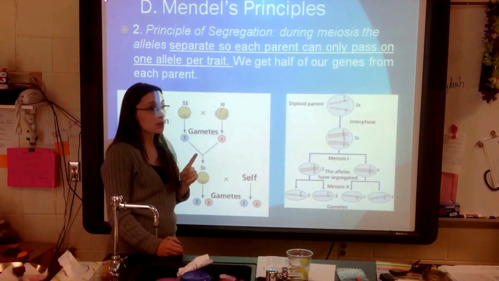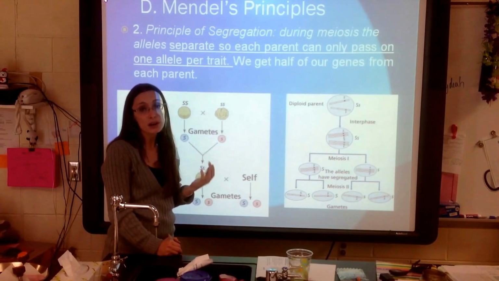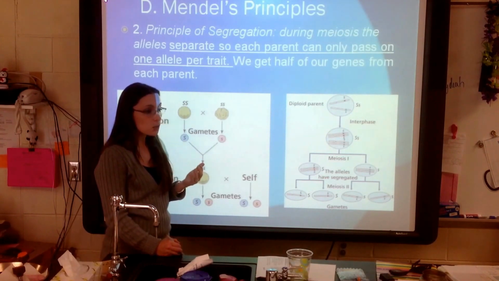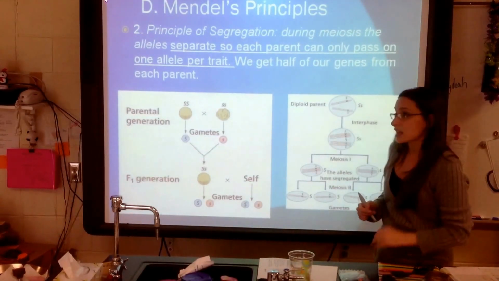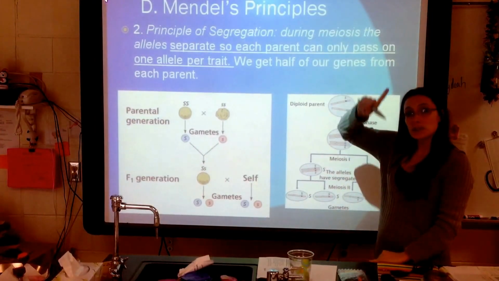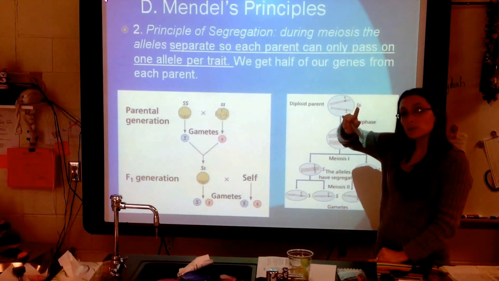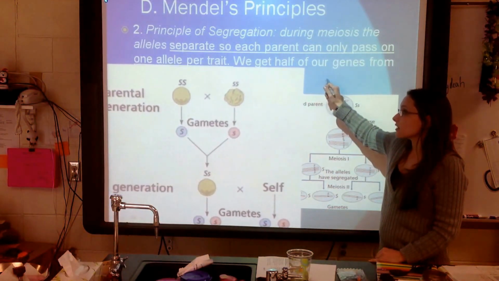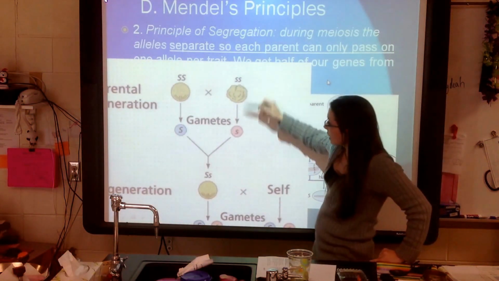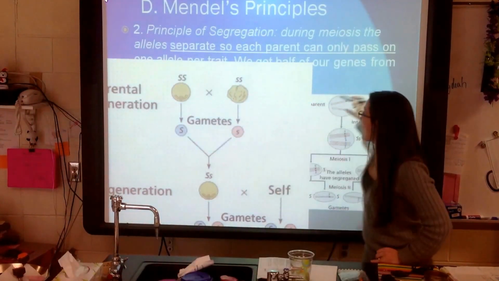This is going to be really important when we start doing what's called a Punnett square. Punnett squares are going to use all of Mendel's principles at the same time. So we have the principle of dominance and the principle of segregation. You might want to make some flashcards to practice these. But as you can see, each parent only donates half.